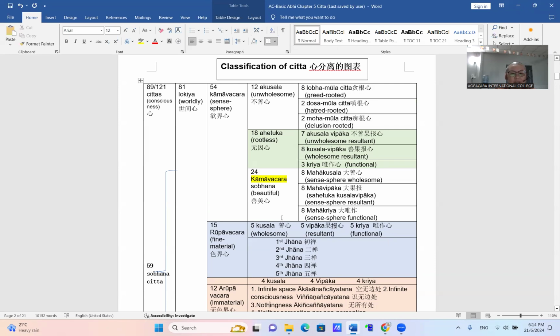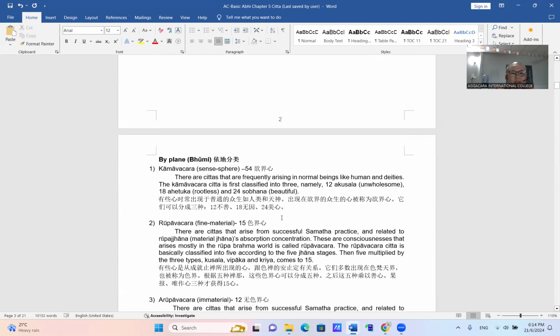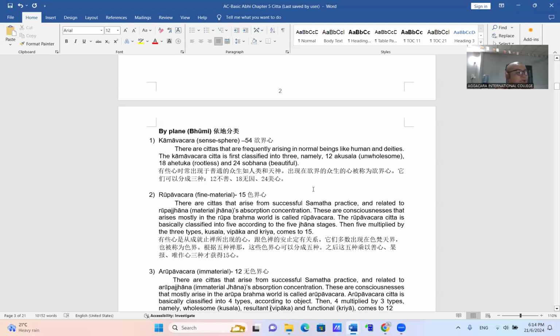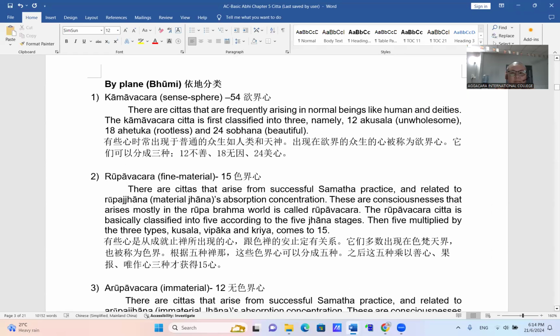So anyway, don't worry about charts. Okay, so we go for the first category, the 54 here. So Kama Vachala, sense sphere 54. So these are the chittas that frequently arise in normal means like humans and deities. So the Kama Vachala is first classified in 3, namely 12 Akusala, 18 Ahetuka, and 24 Sobana.